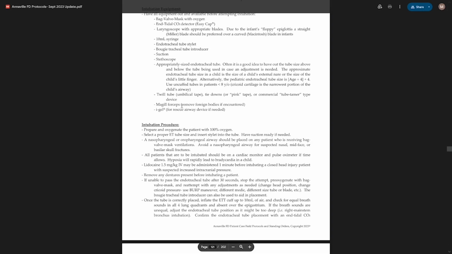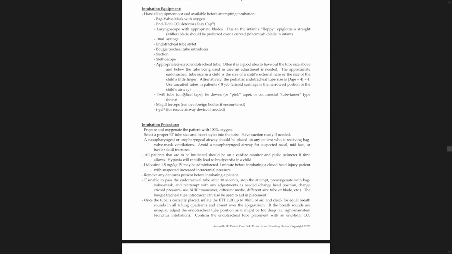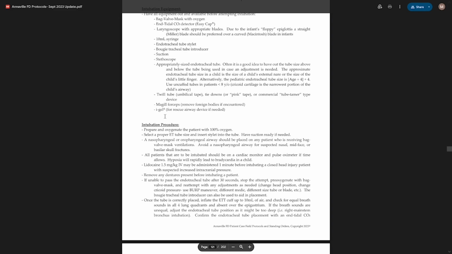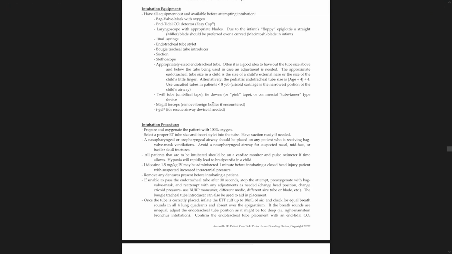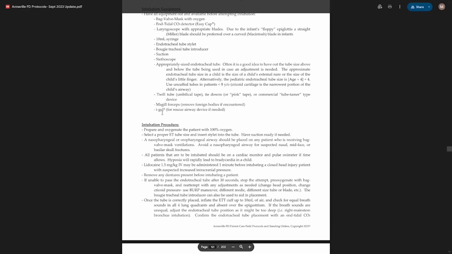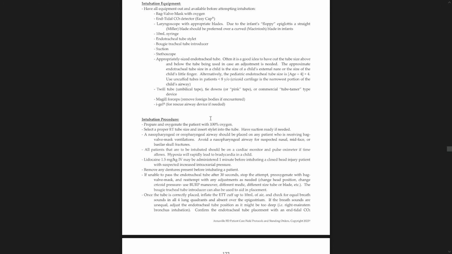the child's airway. Twill tape, umbilical tape, tie downs, or pink tape, or commercially used tube tamer type devices are useful. Magill forceps to remove foreign bodies if encountered. An i-gel for rescue airway devices if needed.